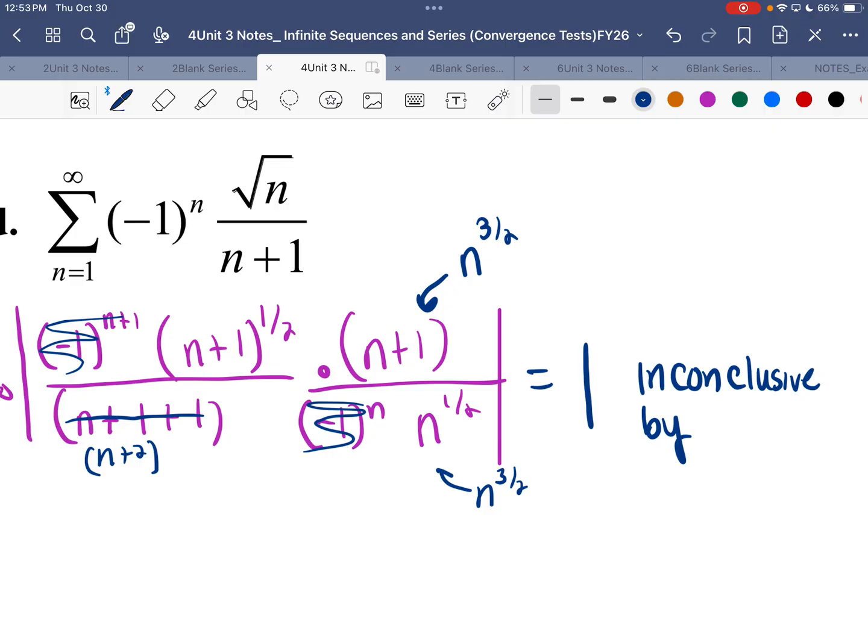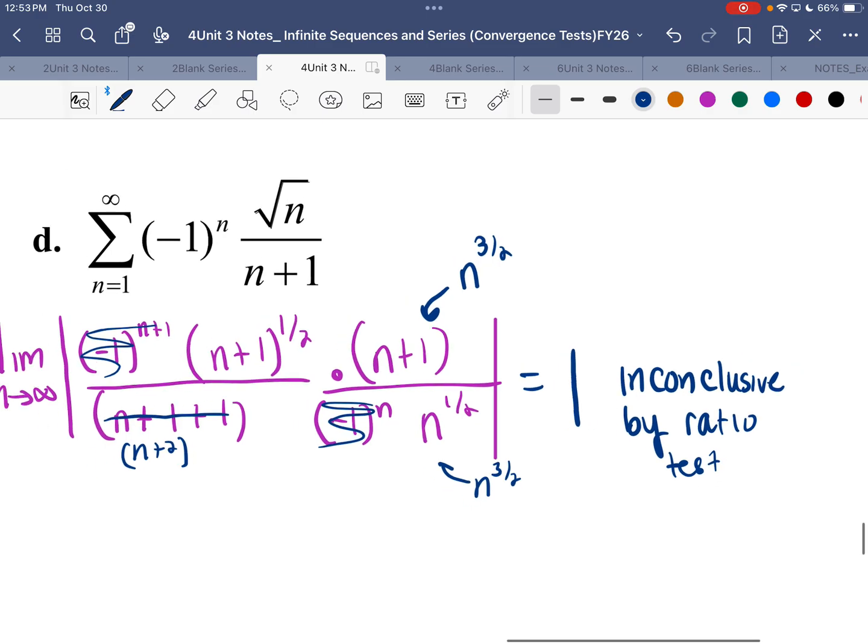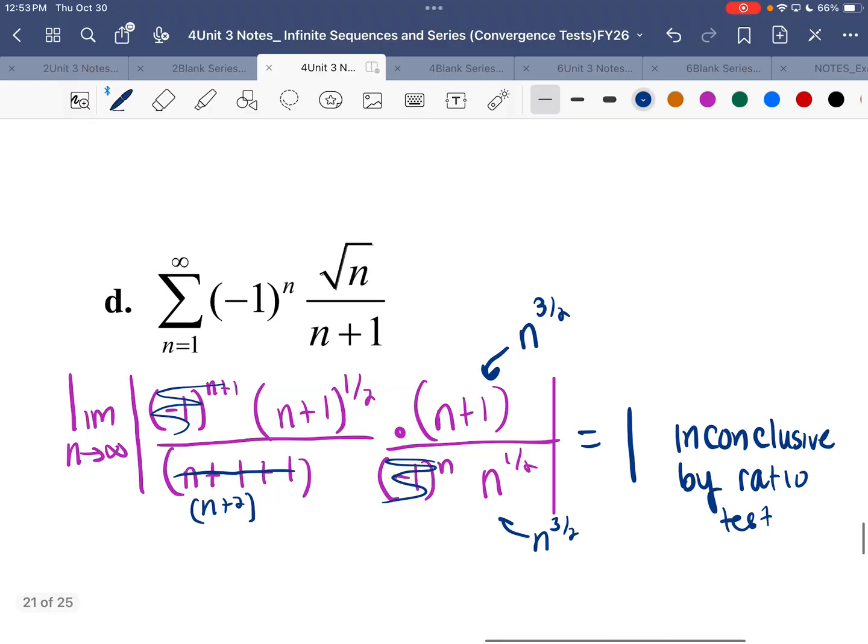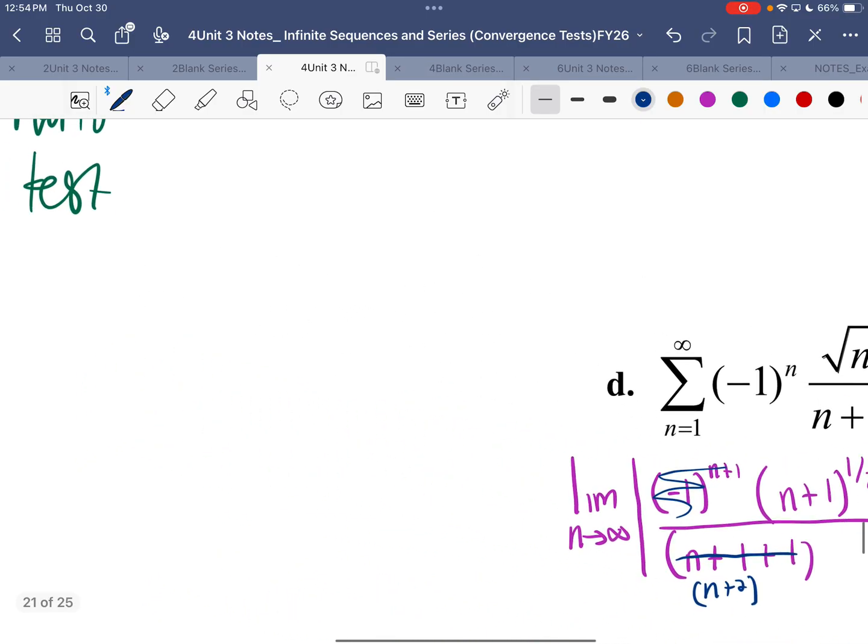Now, what test do you think you would use? You could use limit comparison, but no, you can't have it be negative, so you can't use limit comparison. I think you would use alternating series. It didn't ask you, but just eyeballing it, I think the limit would be 0, and that it's decreasing. So I think that it's converging by alternating series test. But it didn't ask you to do that. It asked you to just use the ratio test.